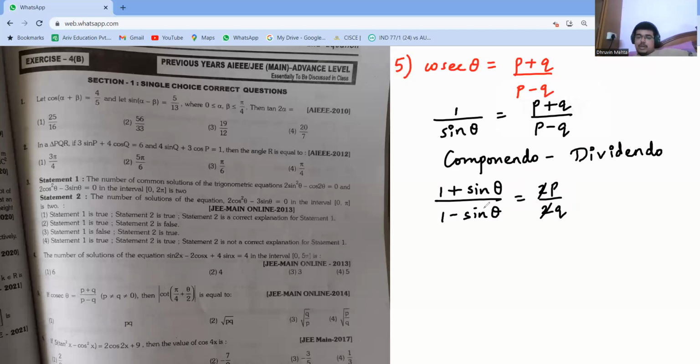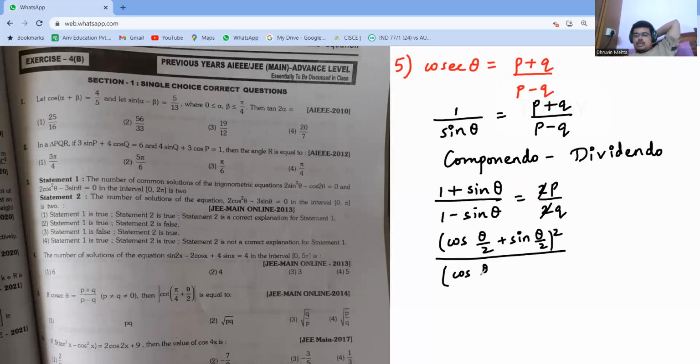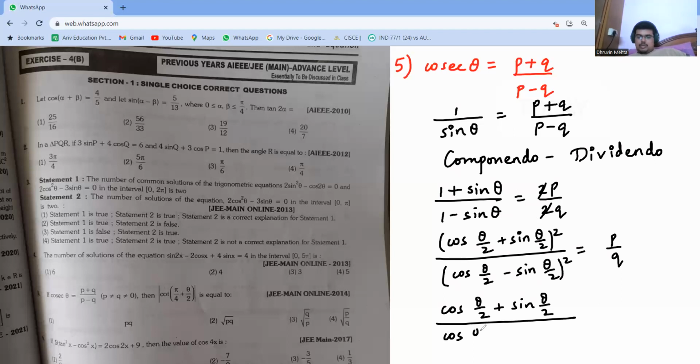Do you guys remember the super 8 formula for 1 plus sine theta, 1 minus sine theta? So this will be cos theta by 2 plus sine theta by 2, the whole square, upon cos theta by 2 minus sine theta by 2, the whole square, equal to p by q. Let's remove the squares. Taking square root on both sides, this is cos theta by 2 plus sine theta by 2 upon cos theta by 2 minus sine theta by 2, and this will be plus minus root of p by q.